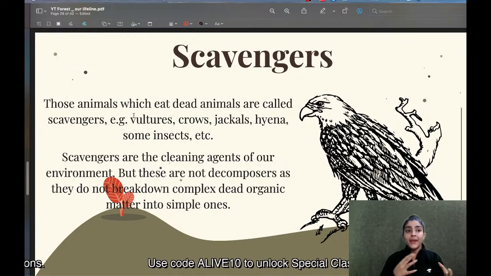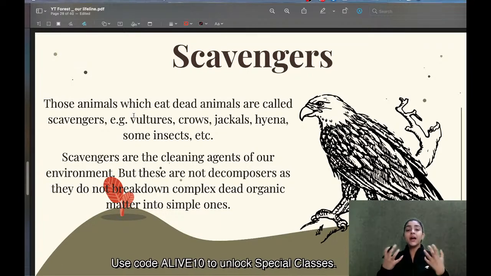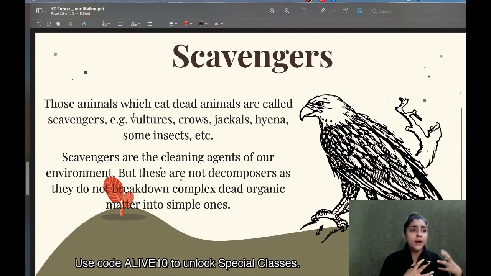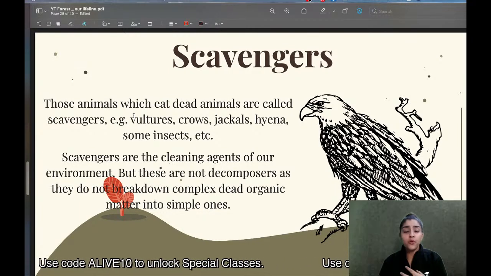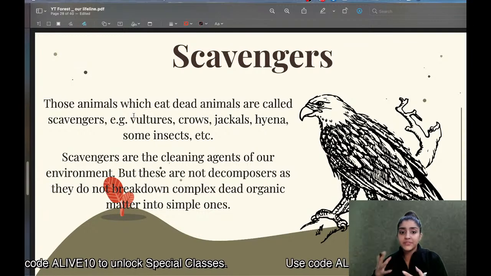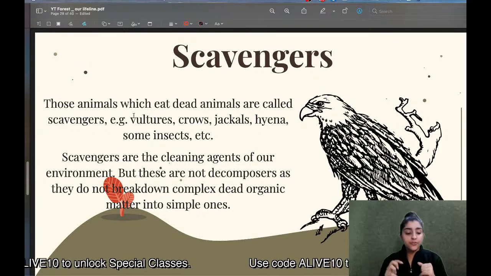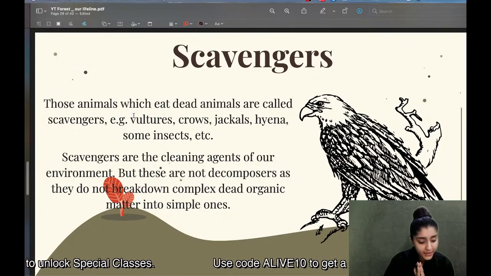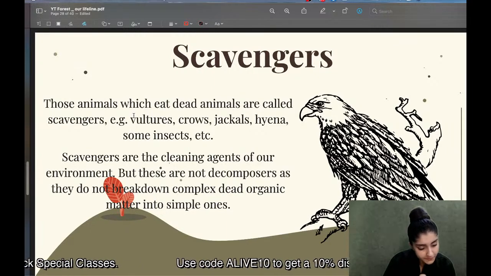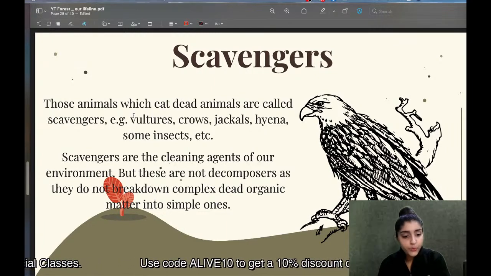So vulture is not breaking it down, vulture is actually eating any dead animal, maybe a mouse or some leftovers of an elephant or something like that. So that is the major difference between decomposers and scavengers. Did you remember it or did you forget?